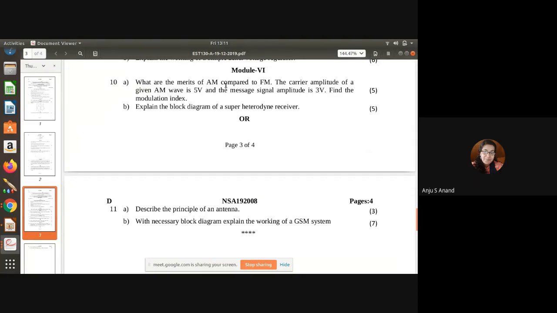Sorry, the question was the merits of AM compared to FM. So, what were the merits of AM? The AM detector is simple to design. Its working is very simple. Okay, the basic elementary form is used.